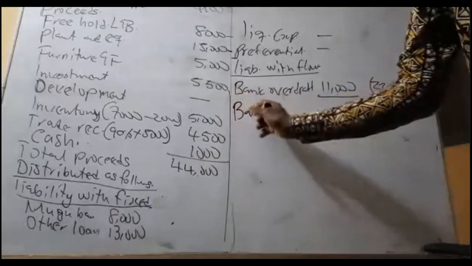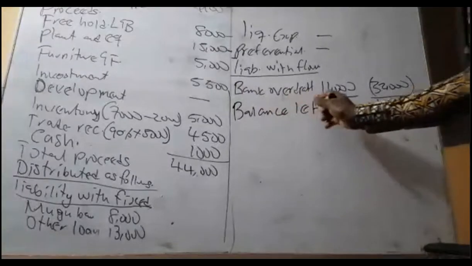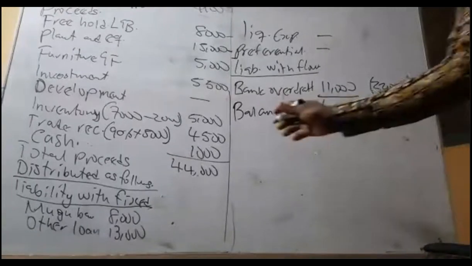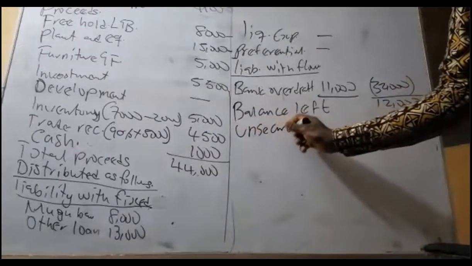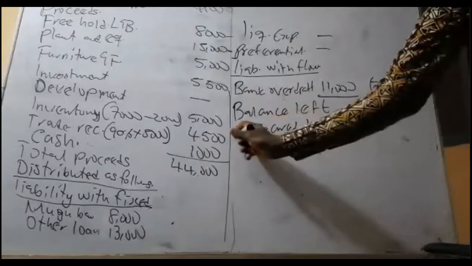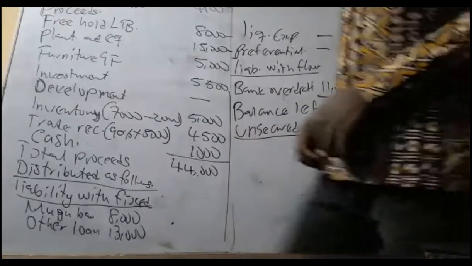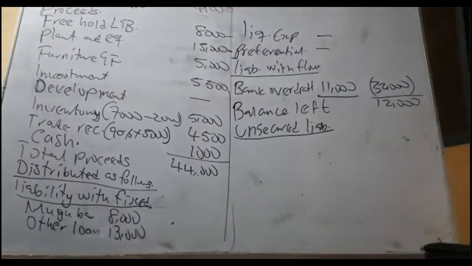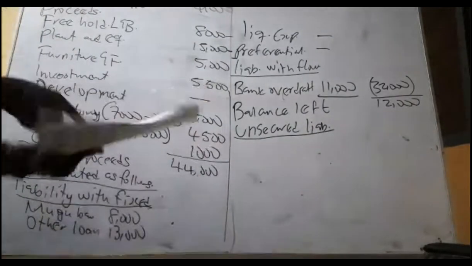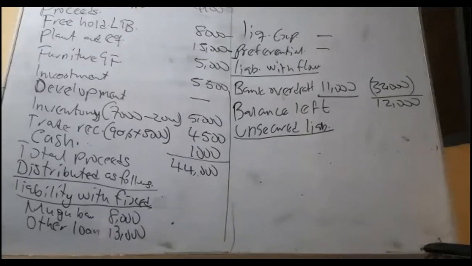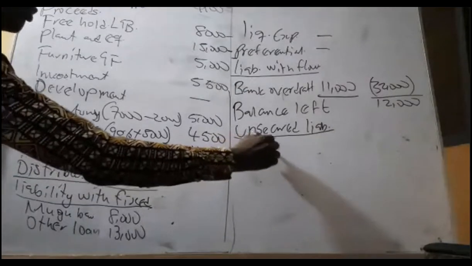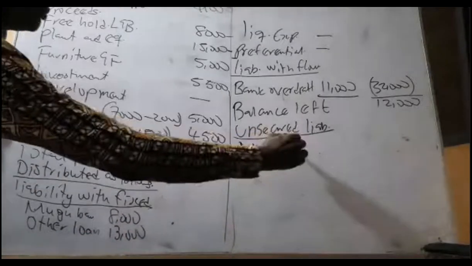This is the balance left for unsecured liabilities. So you come to unsecured liabilities. Now you pick the question paper again and go to the non-current liabilities. All the liabilities left, write them there, just their names. Now the very first person on the list must be Mugu Bank.